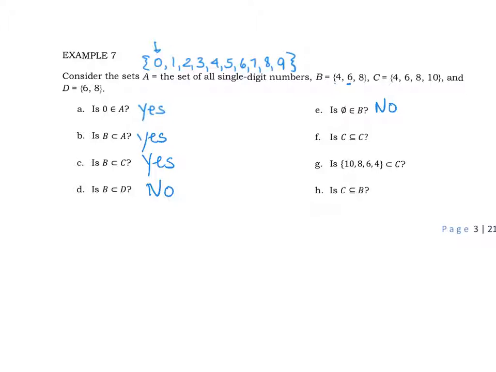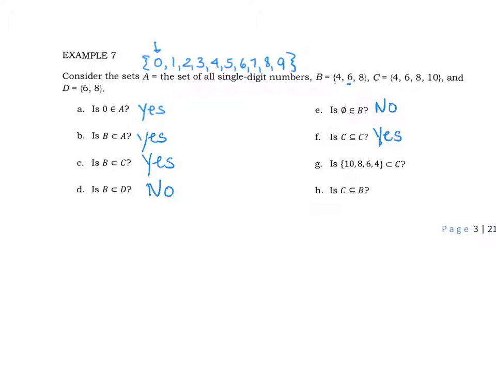Okay, is C a subset of C? Well, yes. Every set is a subset of itself, but a set cannot be a proper subset of itself. So the answer to this is yes. All the elements 4, 6, 8, and 10 are found in set C.